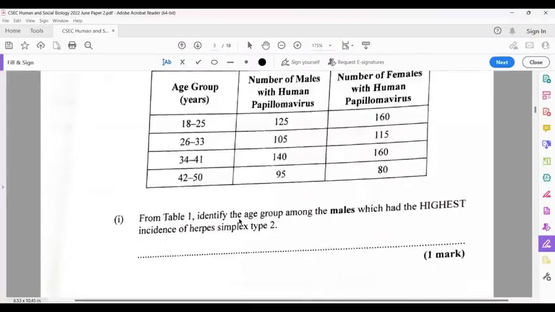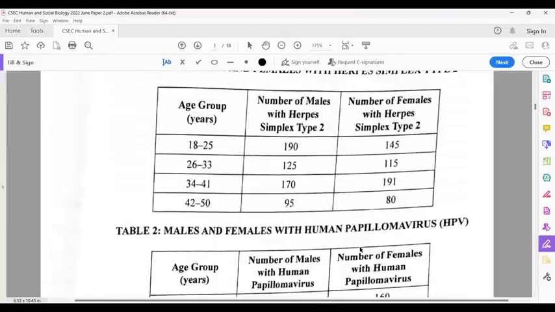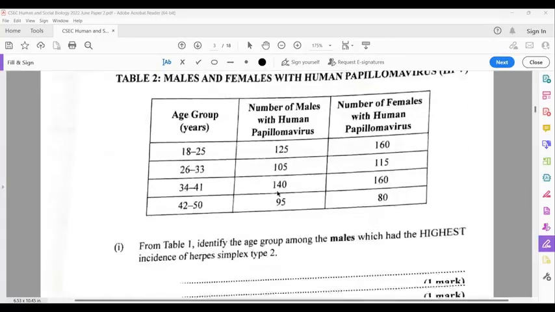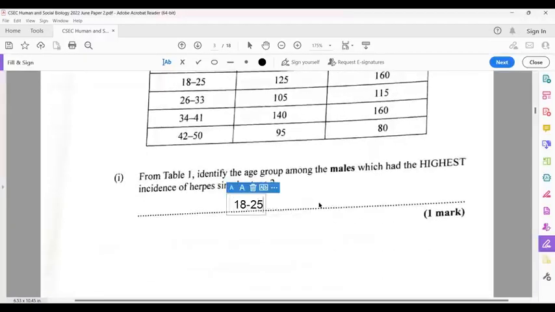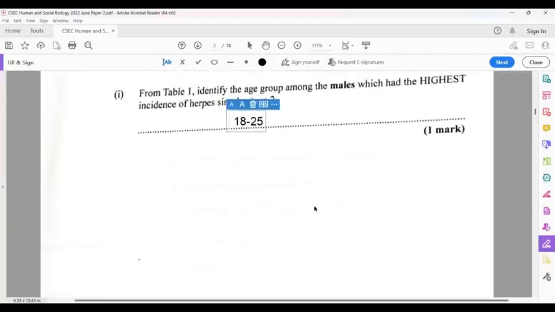From Table 1, identify the age group among the males which had the highest, notice highest in capital letters. They don't want you deviating from this. Incidence of herpes simplex type 2. They tell you go to table 1 for this, and we're looking at table 1. They're asking for males, so we could ignore the females part, and we just look for the highest number. And we say what group is that, so that is age group 18 to 25. So we write that. It's just 1 mark, and we move on.